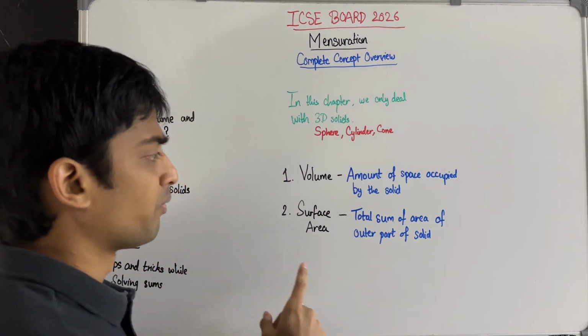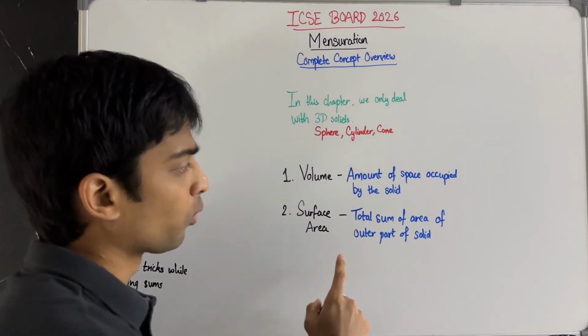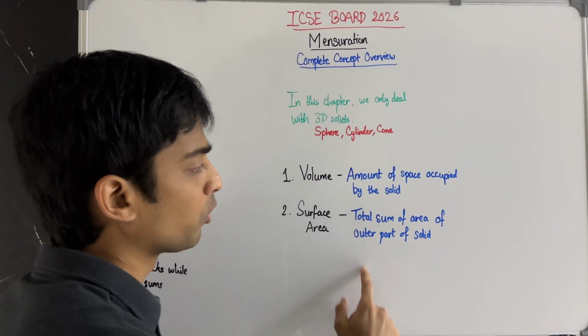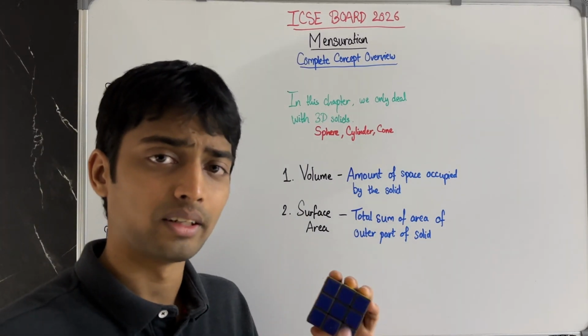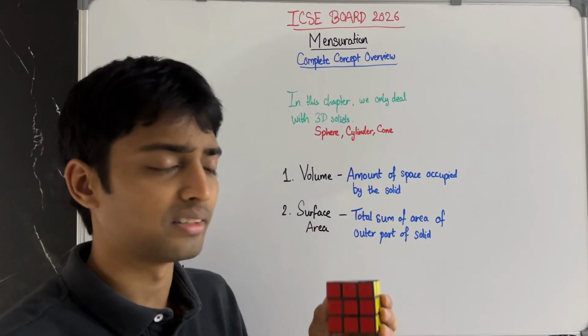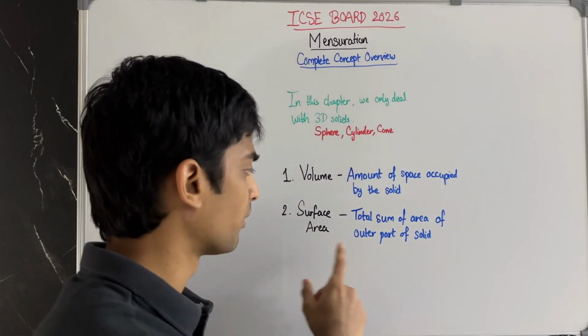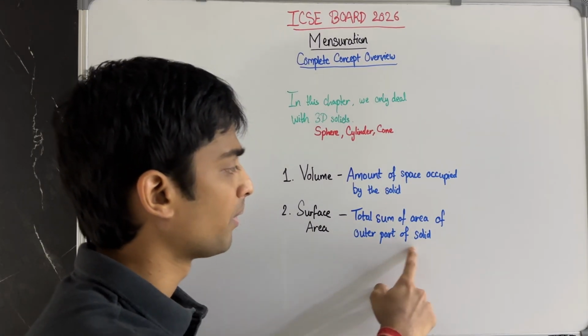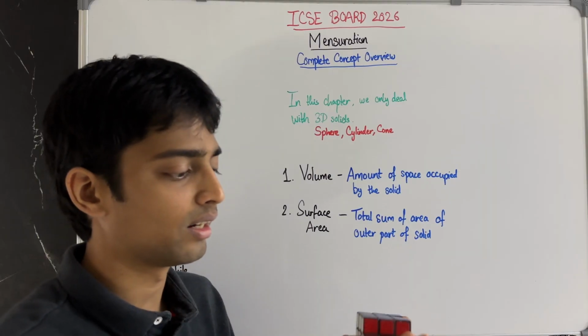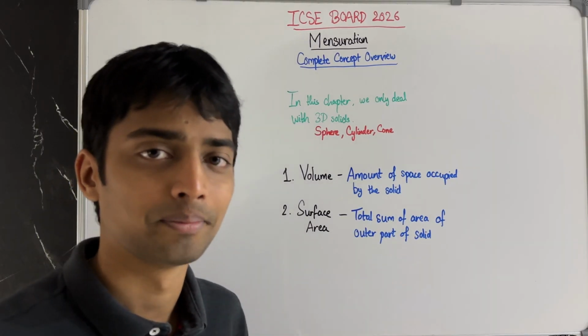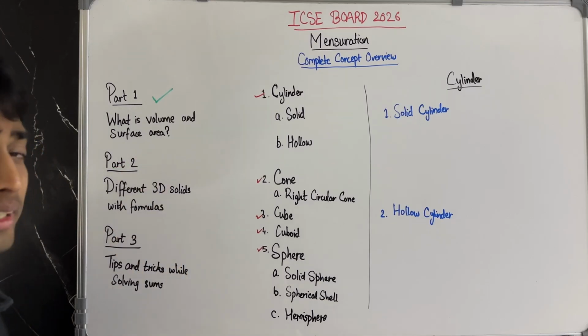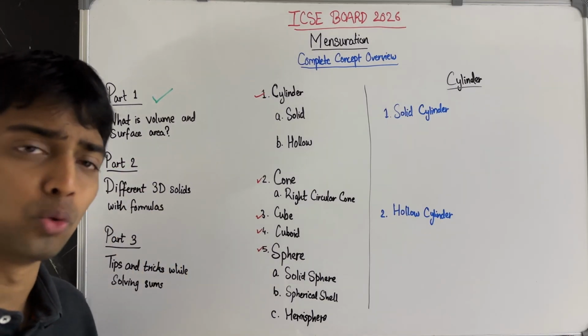Next we have surface area. Surface area is the total sum of area of outer part of the solid. So let's take this cube. If one face is 10 and there are 6 faces, the total surface area would be the sum of the area of the outer part of the solid. So 10, 10, 10, 10, 6 times. So 60 will be the surface area of this cube. We have now understood what is volume and surface area. Let's move on to part 2.